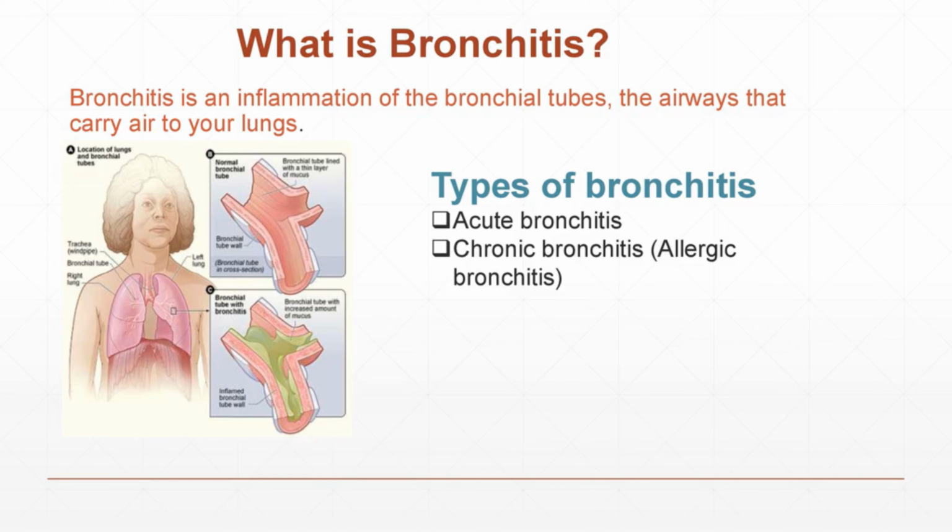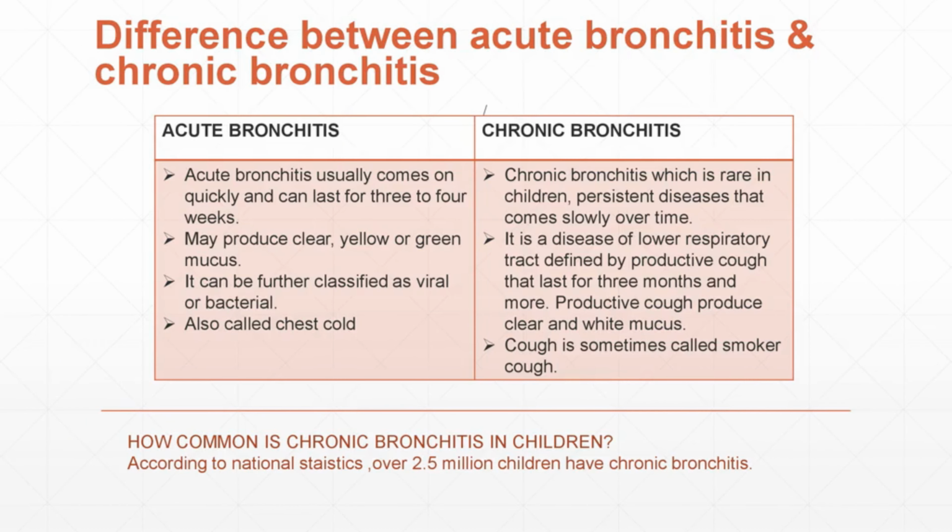Now bronchitis is of two types, acute bronchitis and chronic bronchitis, which is also named allergic bronchitis. As we all know, bronchitis is of two types, acute bronchitis and chronic bronchitis. Now let us try to differentiate between these two types of bronchitis.